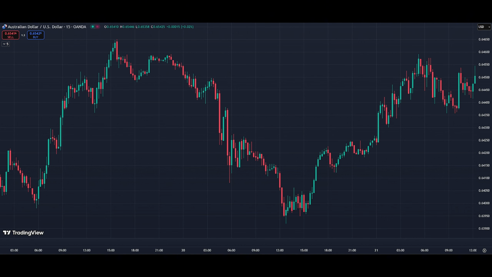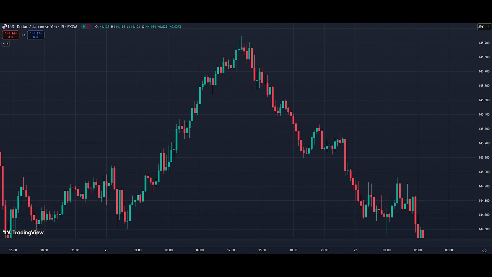Change of character. Change of character is formed when break of structure fails. In a bullish change of character, there must be a pattern of a bearish break of structure, and then the price doesn't continue to decline, instead reaching higher highs. For a bearish change of character, it's the same but in reverse. A bullish break of structure fails to rally, instead beginning to decline.